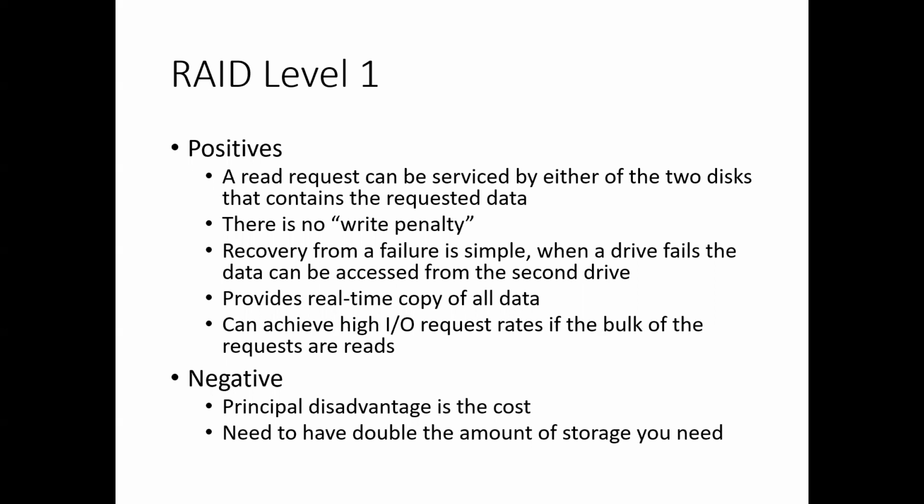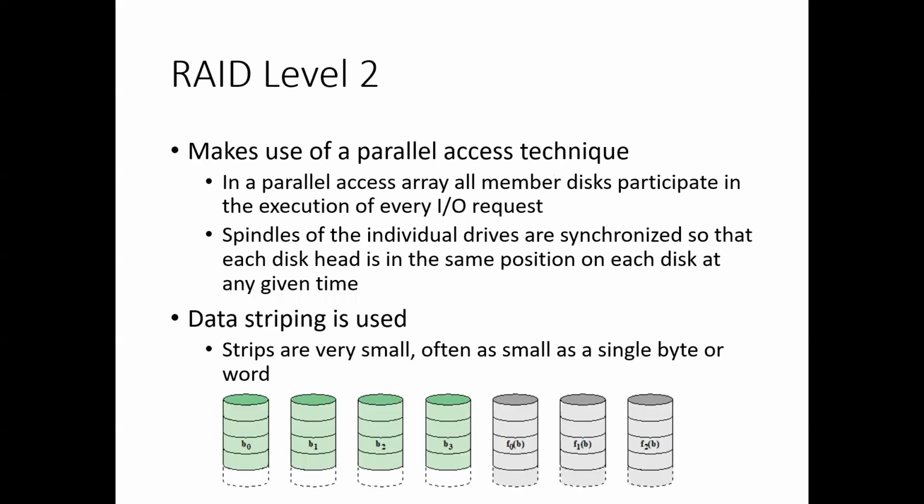Positives: read requests can be serviced by either of the 2 disks that contain the requested data. There is no write penalty. A recovery from a failure is simple. When a disk drive fails, the data can be accessed from the second drive. And then you can take the one that failed out and put a new one in and copy its data from the appropriate disk. It provides a real-time copy of all the data and can achieve high I/O request rates if the bulk of the requests are reads. The principal disadvantage is cost because you need to have double the amount of storage that you actually need.